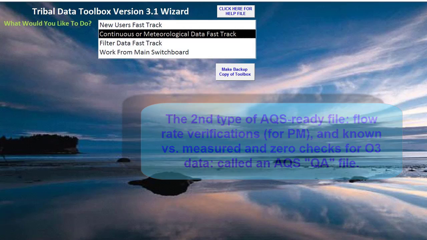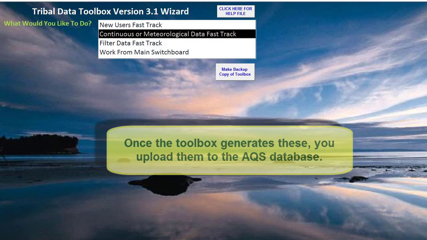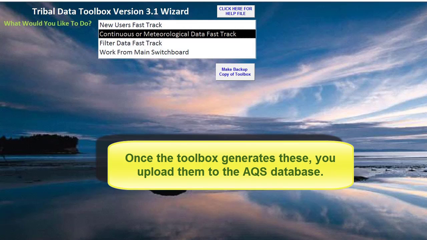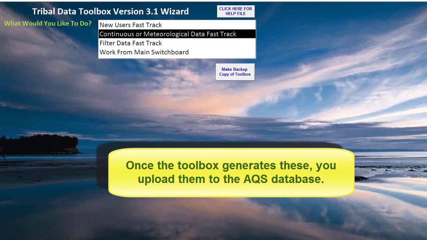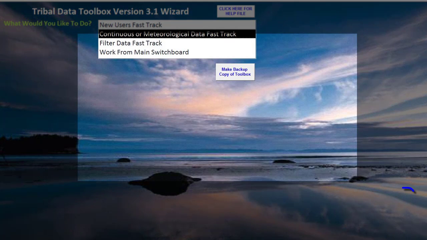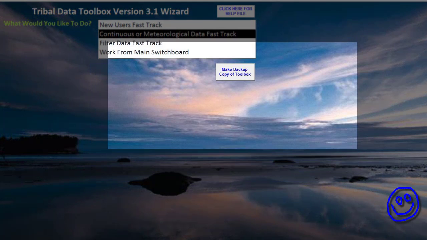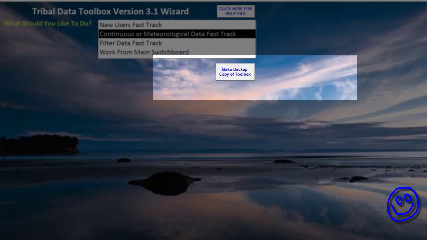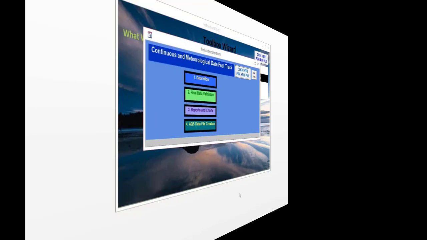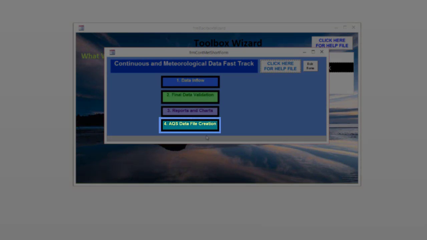So after you generate these AQS format files with the toolbox, you still need to complete the process of submitting these files to AQS. You need to log into AQS and then send the files on their happy way. So from within the toolbox, to generate AQS files, we are going to start with the continuous or meteorological data fast track. And we use this button here that says AQS data file creation.